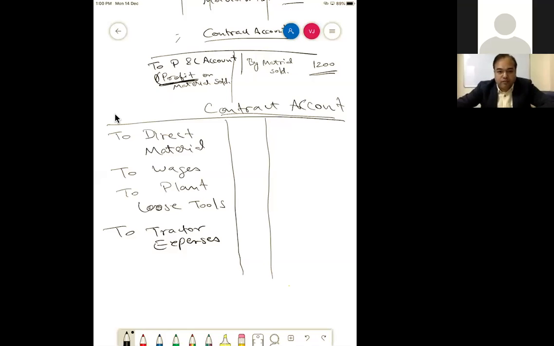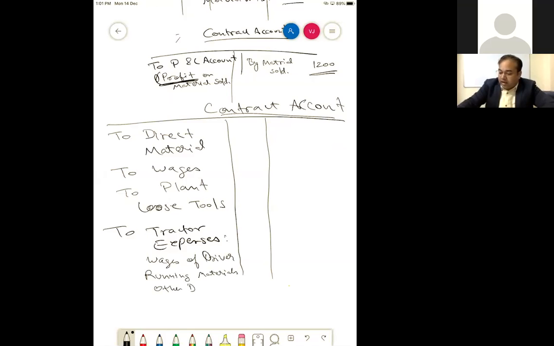You show it as expenses, and in this tractor expenses there could be sub expenses also, like you are paying wages to the driver, or there would be some running materials, or some other direct charges related with your tractor. So all these things you can show on your left hand side.